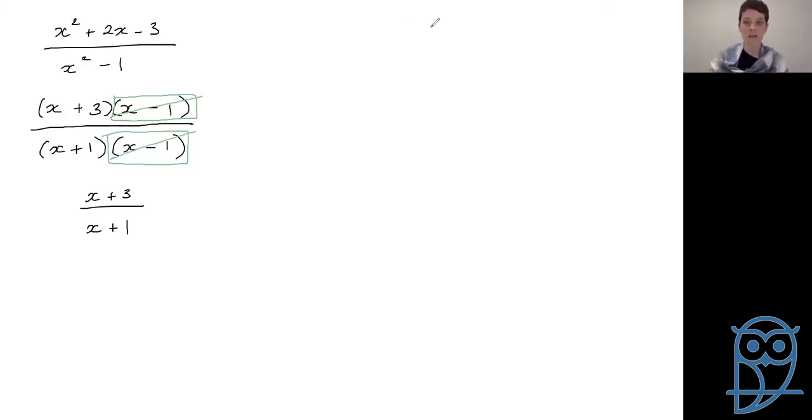So let's try another one. X squared minus 7x plus 10 over 3x squared minus 15x. So these questions are wonderfully beautiful for testing your quadratic factorization as well. So make sure you are clued up on that.